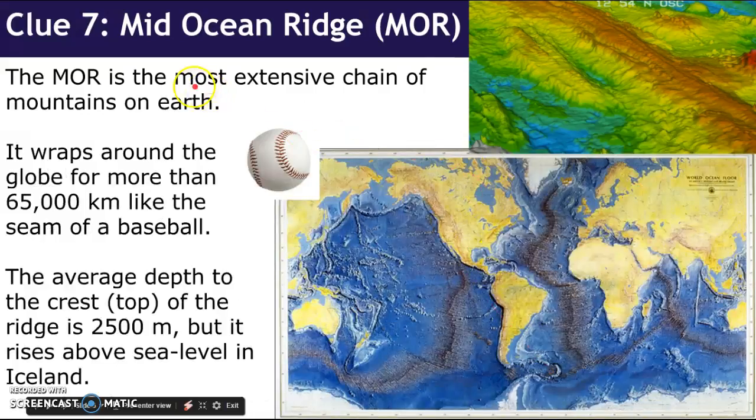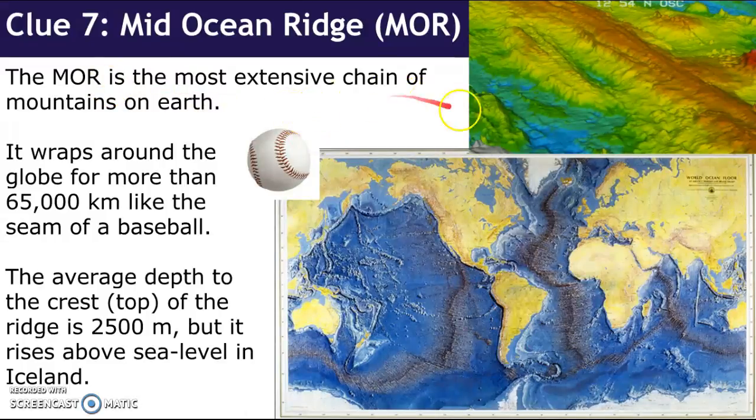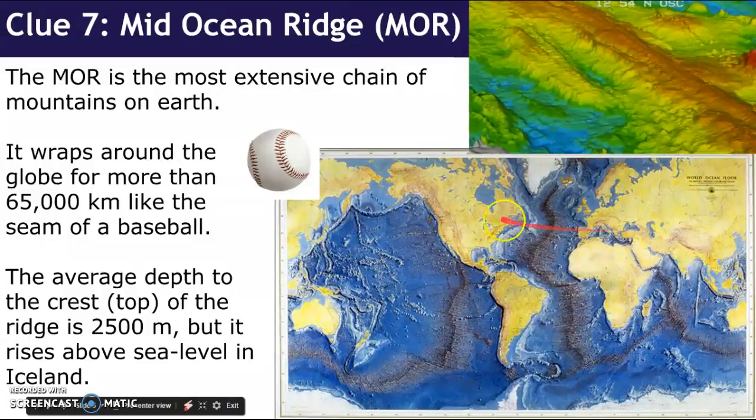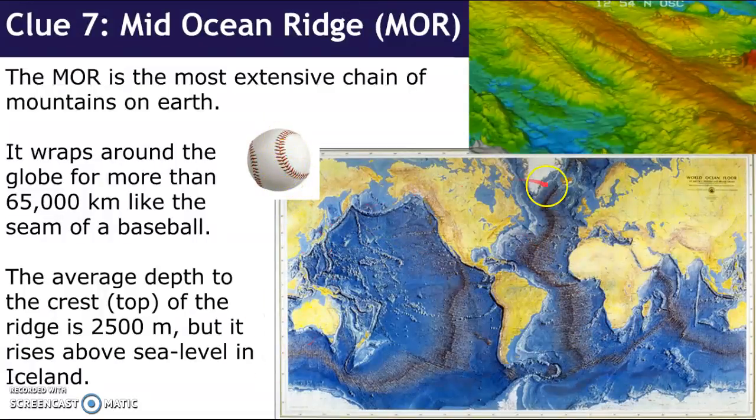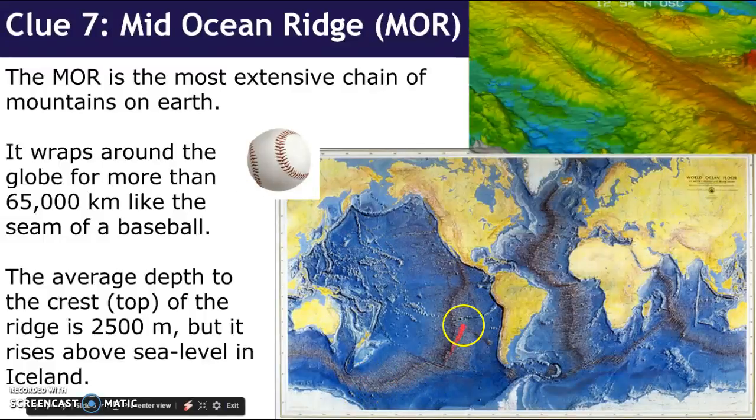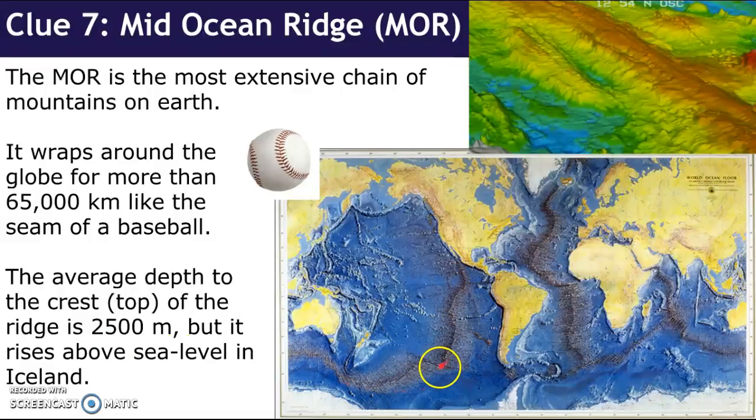So we can kind of think of the mid-ocean ridge as this huge, extensive chain of mountains that, for the most part, are under sea level. And you can also imagine them almost like the seam on a baseball, right? They kind of wrap around the earth in the same way that the seam wraps around the baseball. And they're pretty far down. They're not easy to get to. The average height to the tip of the mountain range from the top of the water is about 2,500 meters. So most of them are pretty far below the water level.